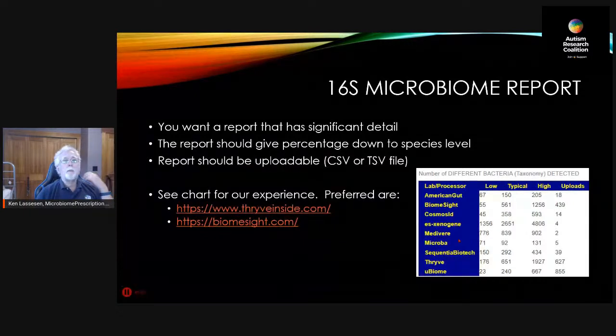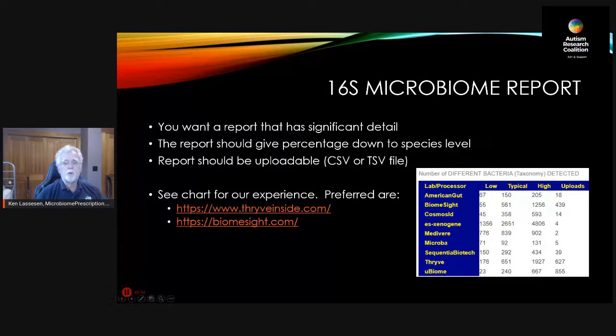Okay. Let's talk about a 16S report. You basically want a report that has significant details. The report should give a percentage down to the species level of bacteria, and the report should be uploadable, CSV or TSV. TSV is what Nirvana makes use of. And my preferences are there. Over here, you can see why I have the preference.